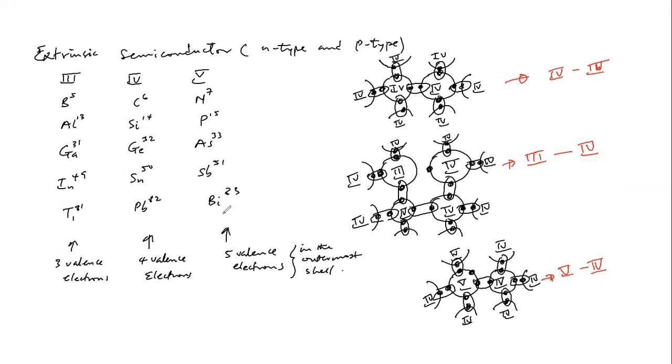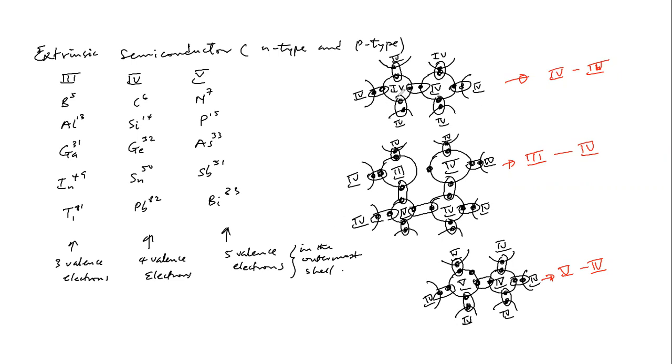And now, here we have a slight configuration for a regular lattice structure where we have a 4-4 combination. Let's assume this is silicon here and silicon here, and it forms a silicon crystal. And there we see that all of the 4 valence electrons are covalently bonded with other silicon atoms.